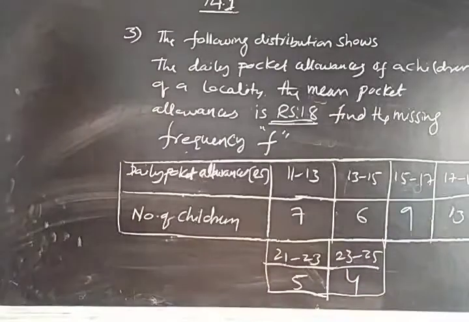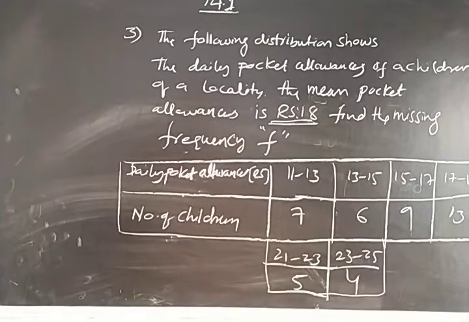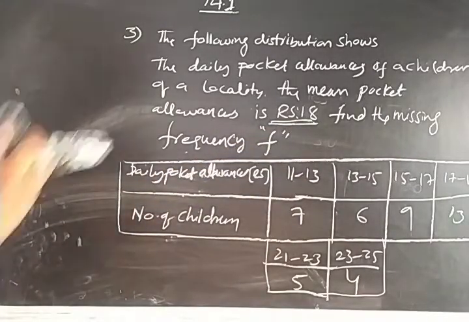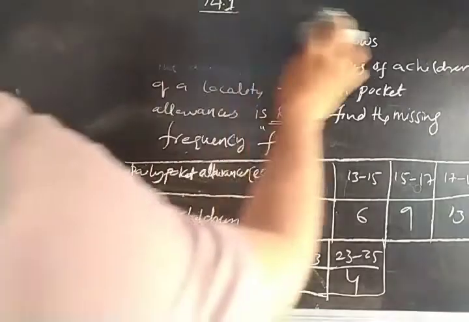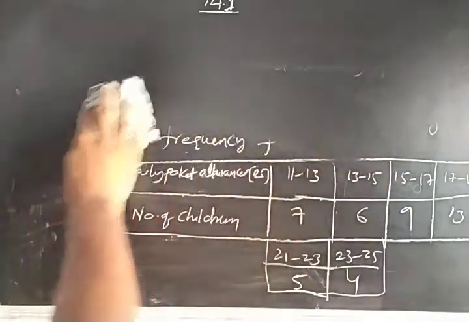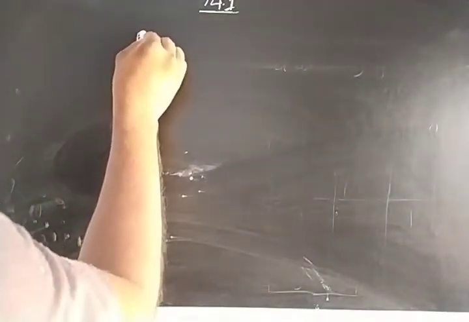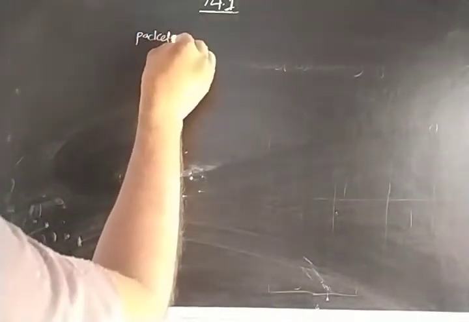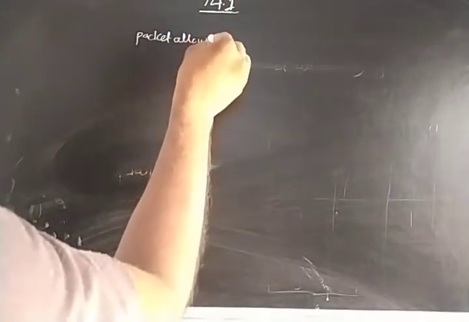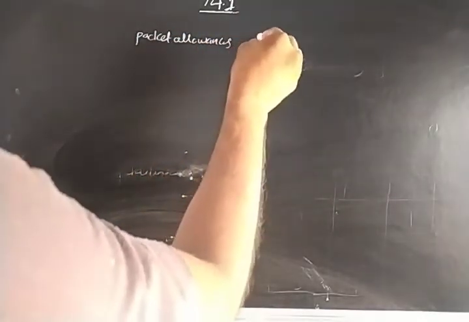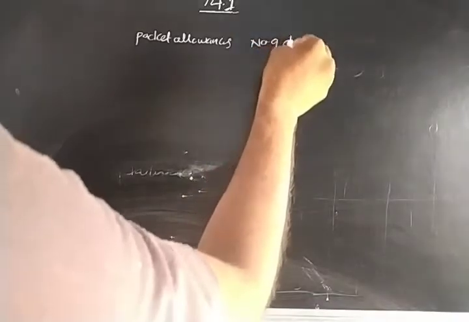Here one frequency is missing, and we have to find it. In the question we have the mean value, so using that we can find the missing frequency. I will write the given allowances and children in the solution also. Here the first column is pocket allowances, and here the number of children.